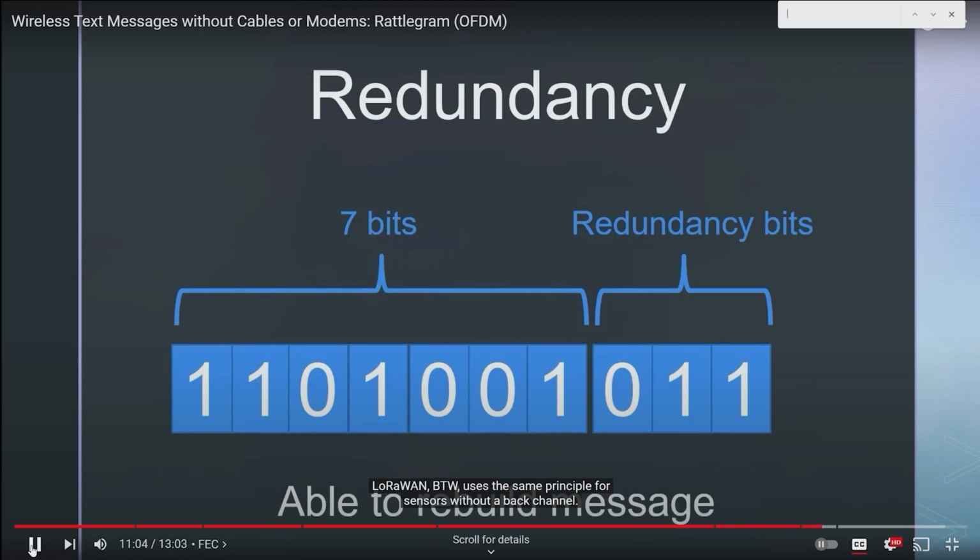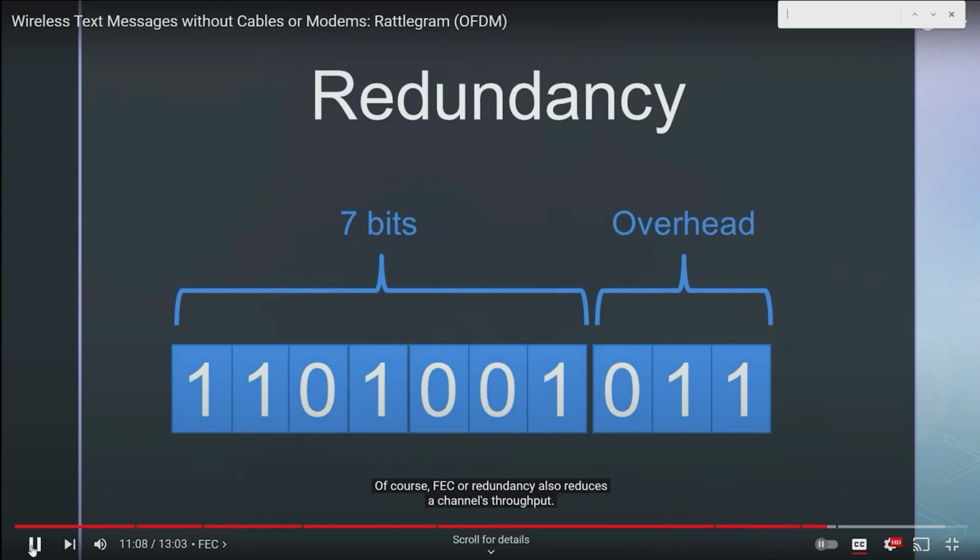LoRaWAN, by the way, uses the same principle for sensors without the back channel. Of course, FEC, or redundancy, also reduces a channel's throughput. But it is necessary for noisy channels.